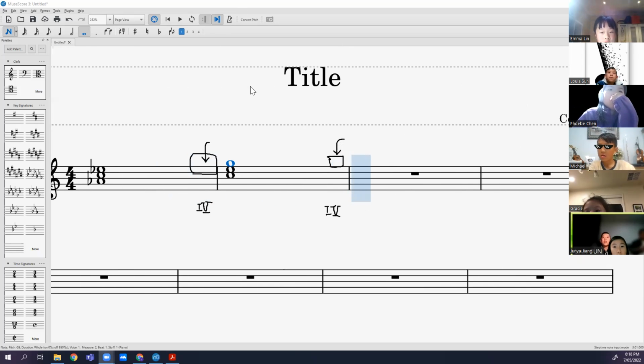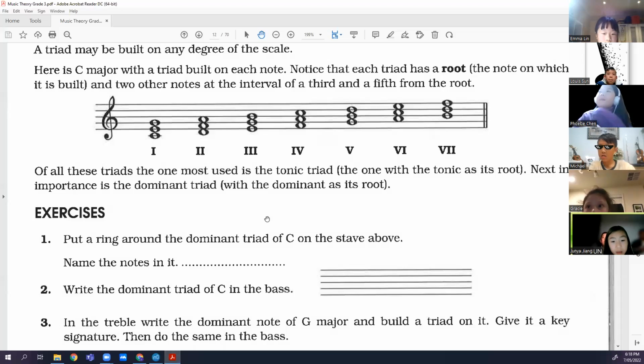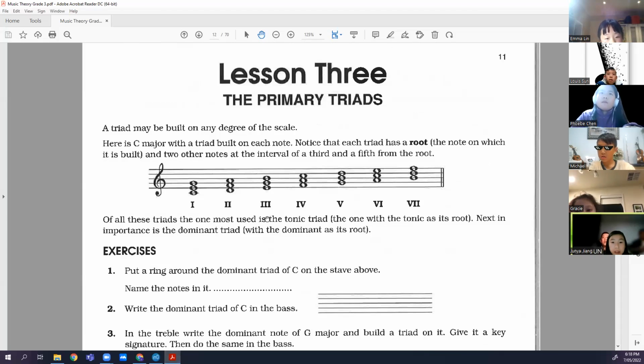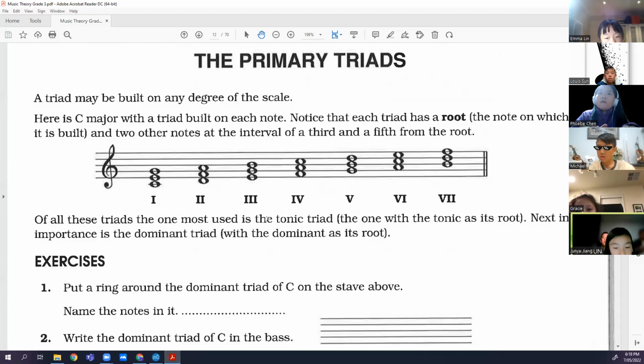I'm getting confused with this. You're getting confused? Okay, I'll go back to the diagram. I'm getting confused with looking at the top notes or looking at the bottom notes and stuff like that. Okay, I'll type like a list in the chat. So with tonic triads, obviously look at the bottom note.